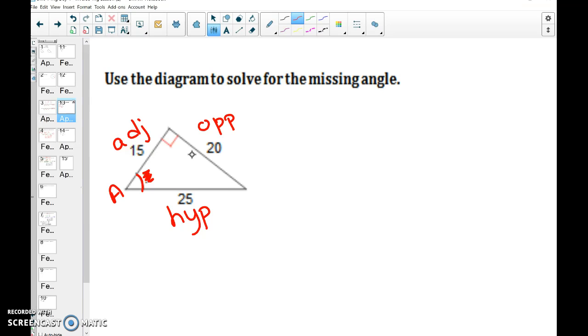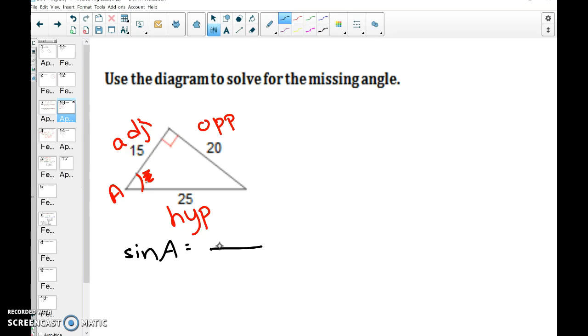I can do sine because I have opposite and hypotenuse. I could do cosine because I have adjacent and hypotenuse. And I could do tangent because I have opposite adjacent. In fact, all of them should get you the same answer. So pause here, pick one of them, and then press play when you're ready to see the answers. I'm going to work through all 3 of them, and you'll see that they all get the same.